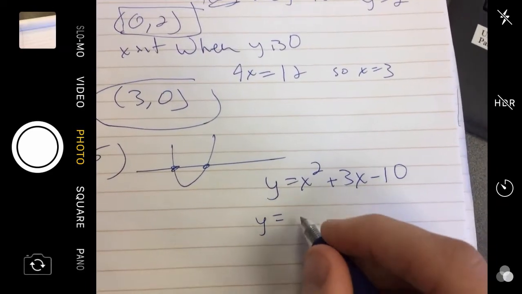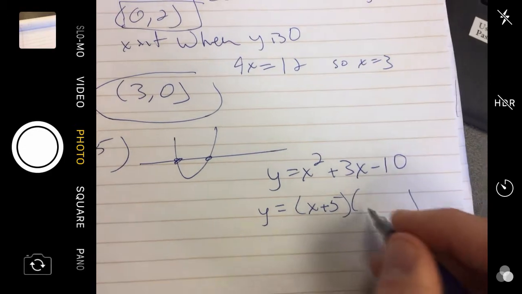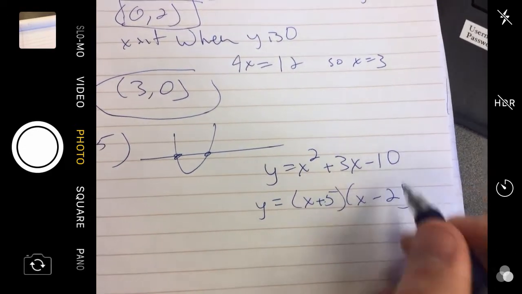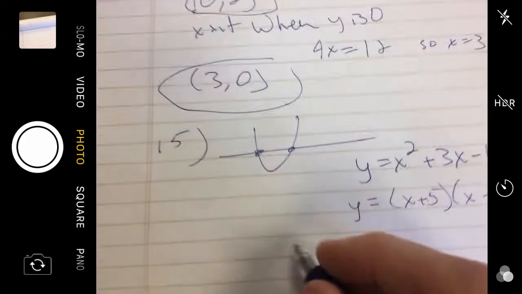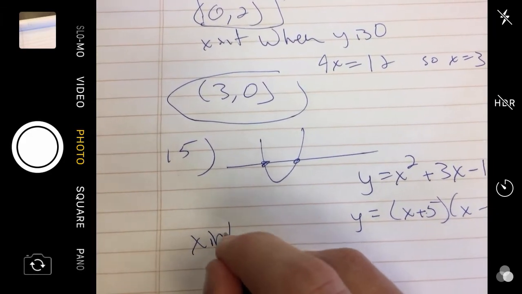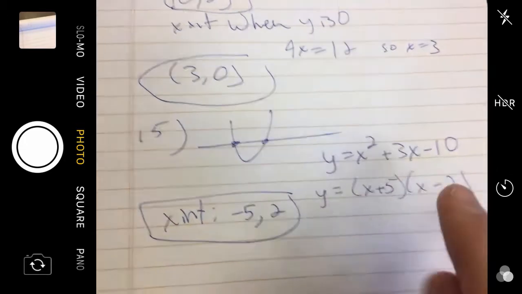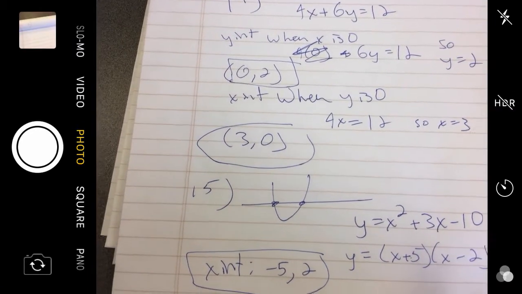So this is the same as, you can factor out, this would be x plus 5 and x minus 2. 5 times -2 is -10. 5 plus -2 is 3. So therefore, the x-intercepts are -5 and +2. Notice how they're opposites of these. And let's do 16 on here as well.